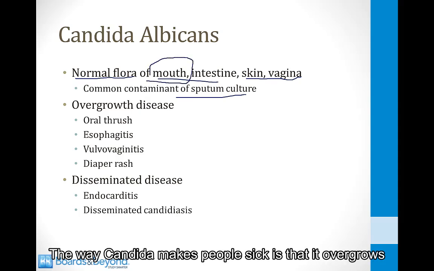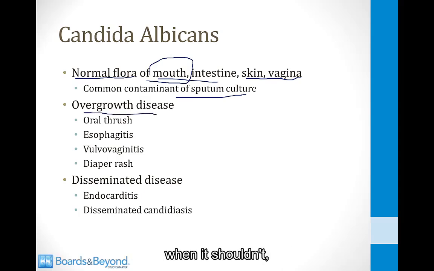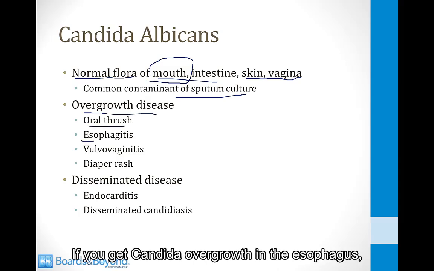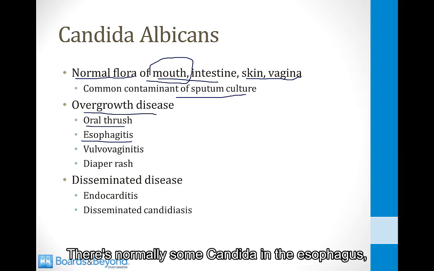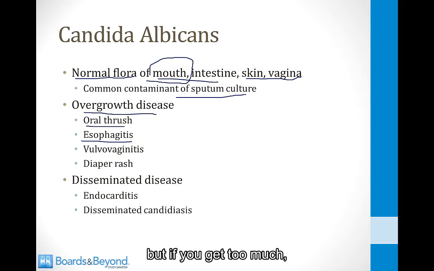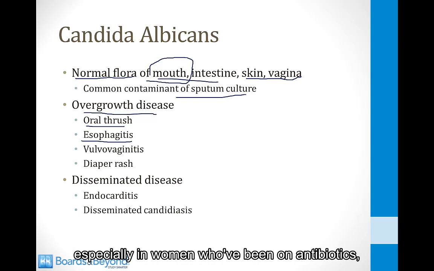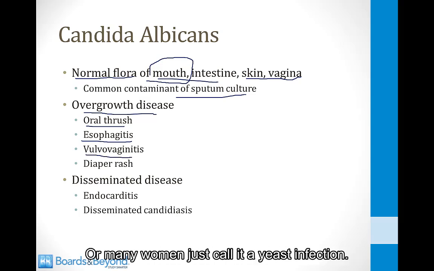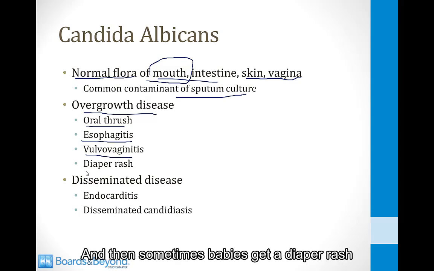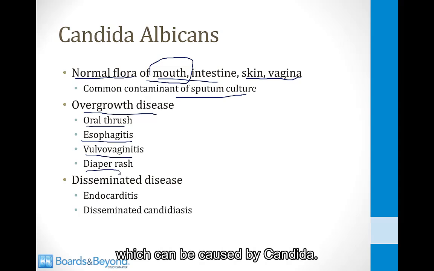The way Candida makes people sick is that it overgrows when it shouldn't. If it overgrows in the mouth, you can get oral thrush. If you get Candida overgrowth in the esophagus, you can get esophagitis. There's normally some Candida in the esophagus, but if you get too much, it'll give you esophagitis. When you get Candida overgrowth in the vagina, especially in women who've been on antibiotics, that's called vulvovaginitis, or many women just call it a yeast infection. And sometimes babies get a diaper rash, which can be caused by Candida.